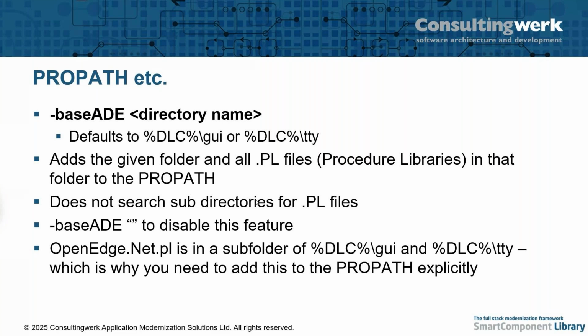APL is the extension for the signed PLs that has been introduced in, I don't know, 12.whatever. Some of the innovator releases between 12.2 and 12.8 introduced a new additional form of procedural libraries, so-called APL. But OpenEdge.net PL is not different in any form.